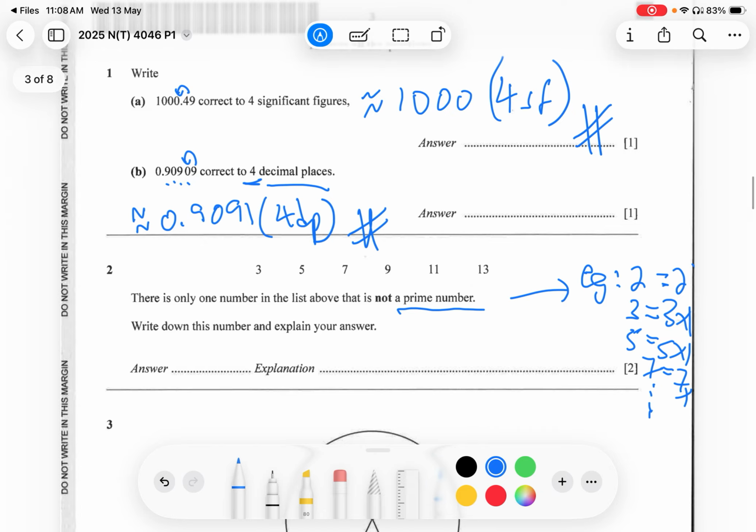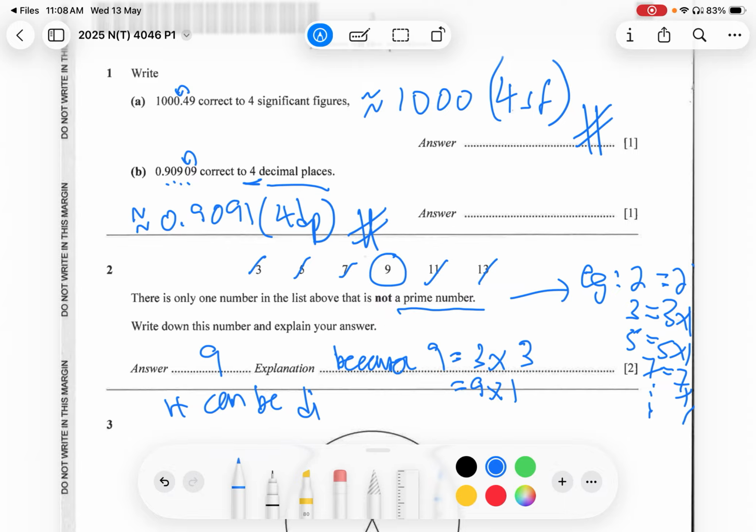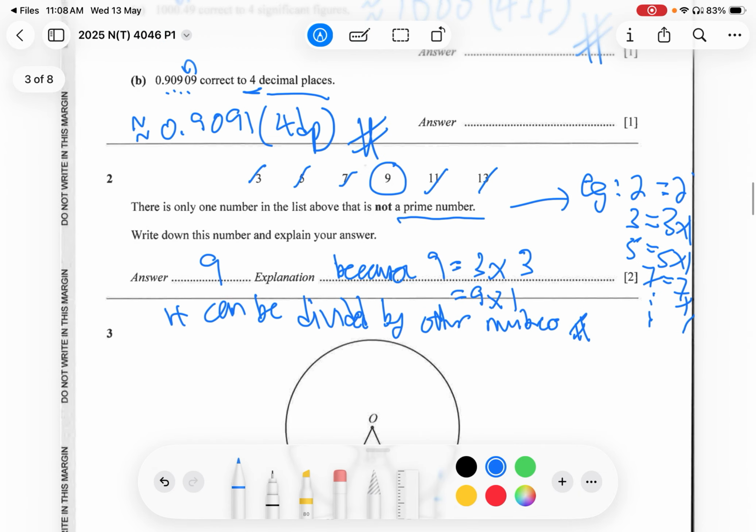So all these are prime numbers, numbers that can only be divided by the number itself and 1. So 3 is a prime number, 5, 7, 11. 9 is not a prime number, because 9 is 3 times 3 and 9 times 1. So it is not a prime number. It can be divided by other numbers. So prime numbers are only numbers that can be divided by the number itself and 1. So 9 is not.